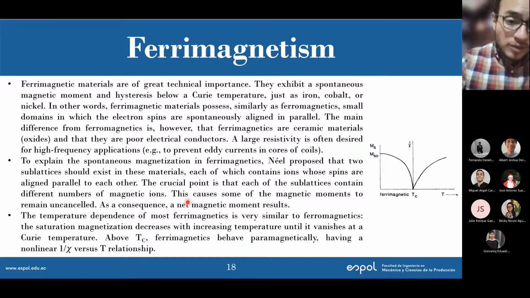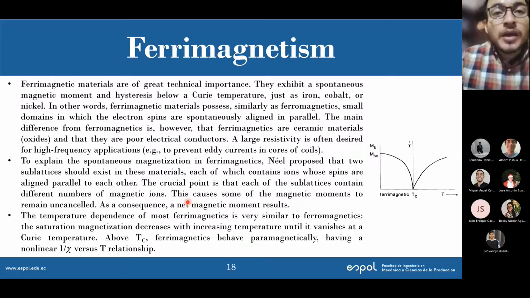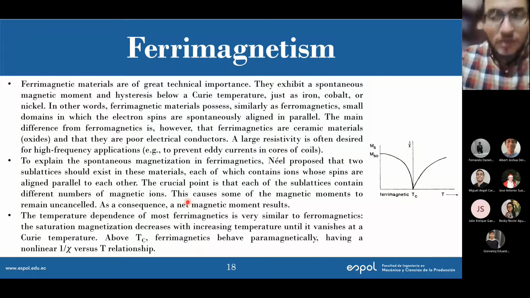And that's why ferrimagnetics are mostly oxides or obviously ceramics, and they are usually very poor electrical conductors. And in general, you actually need a very large resistivity, so a very poor conductivity, especially for high frequency applications. And we'll see some of the applications in a bit, so bear with me.